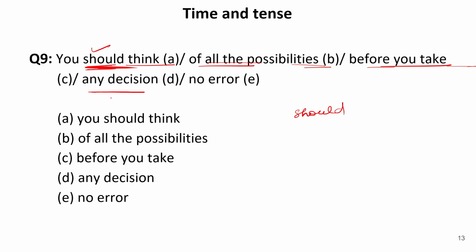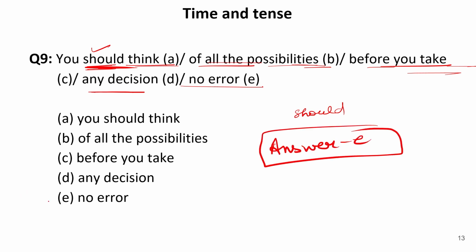Now, therefore, this A part is absolutely correct. B is again correct. C is again correct. Therefore, our answer is E, that is no error. So the sentence which is given to us is absolutely correct. Now let us move to the next one.